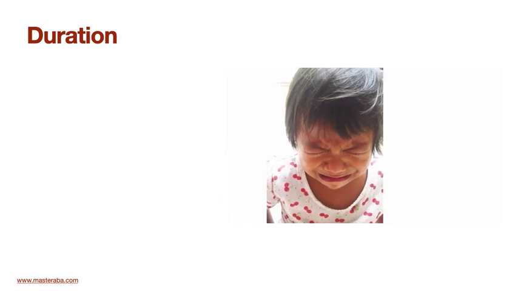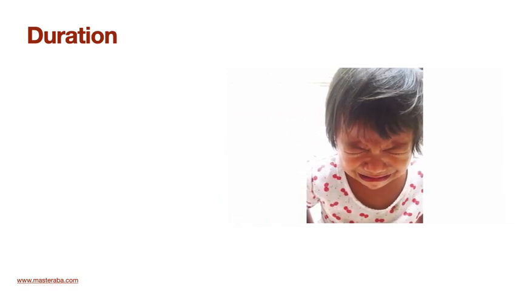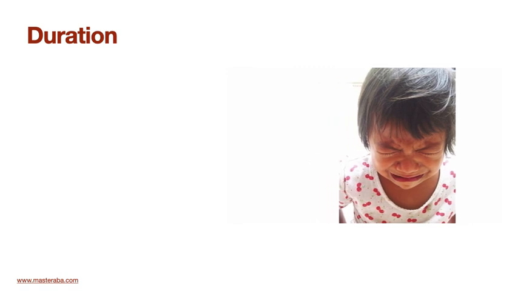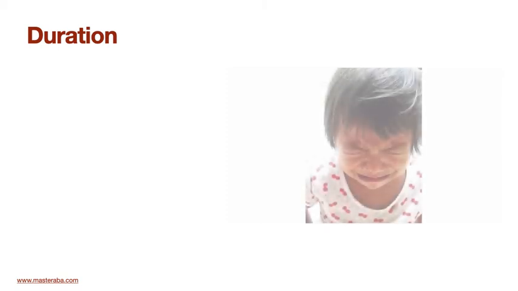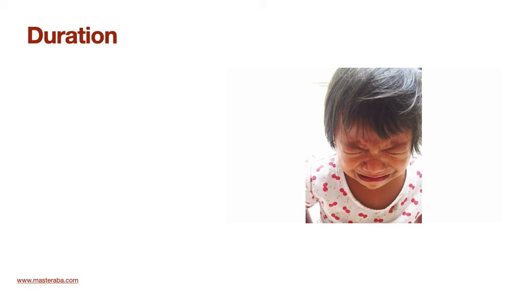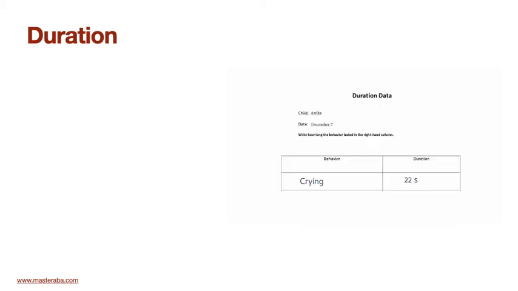This is Annika. She cries when she is asked to do something she doesn't want to do. Use a stopwatch or count the seconds to record how long the crying lasts. Then compare your data to the data at the end to see if it's the same. How did you do? Annika's crying lasted 22 seconds. Is that what you got?